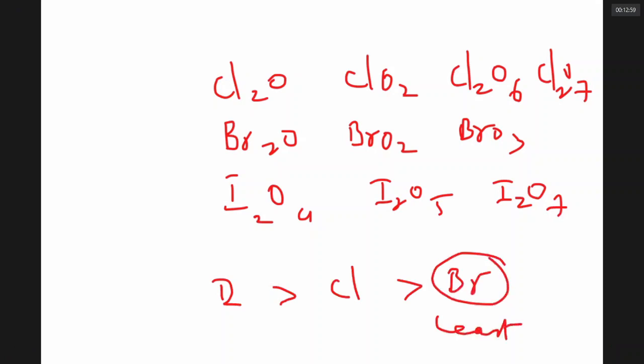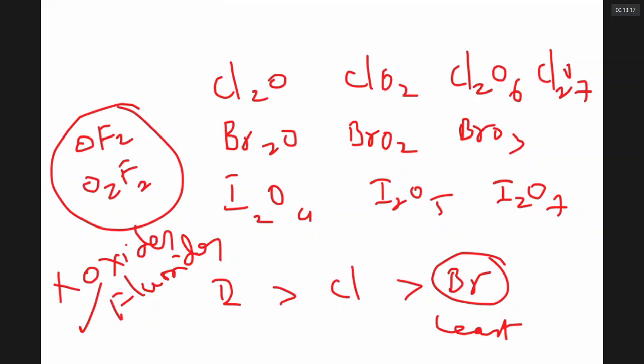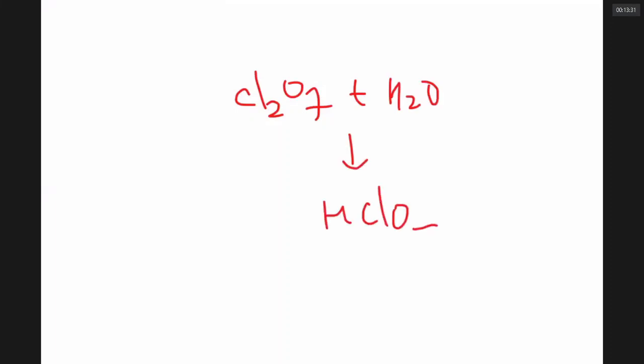We have talked about it. In fact, OF2 and O2F2 are the 2 compounds made by oxygen and fluorine. They are not oxides. They are to be called fluorides. Why, sir? Because of fluorine's electronegativity, fluorine has minus charge, hence they are fluorides. Notice that if Cl2O7 is dissolved in water, you get the strongest known acid called perchloric acid.